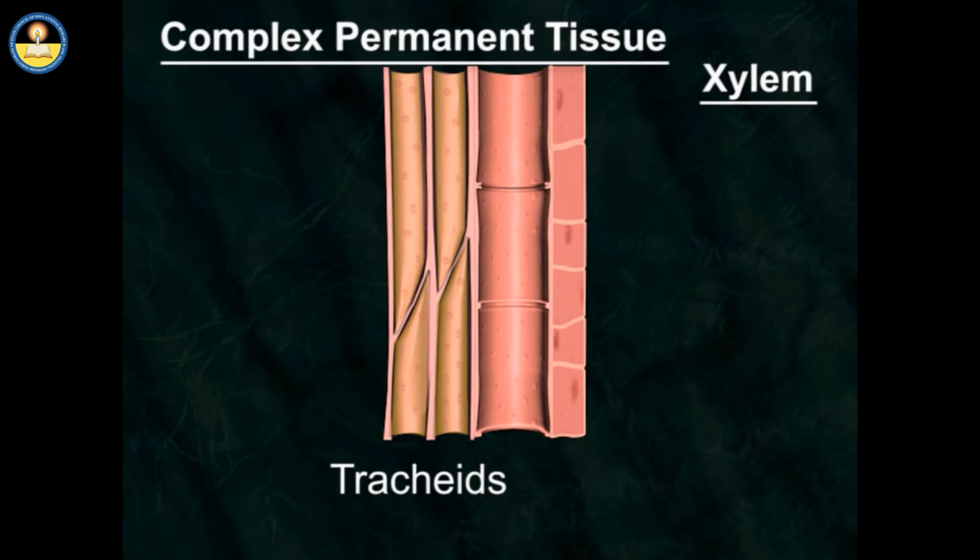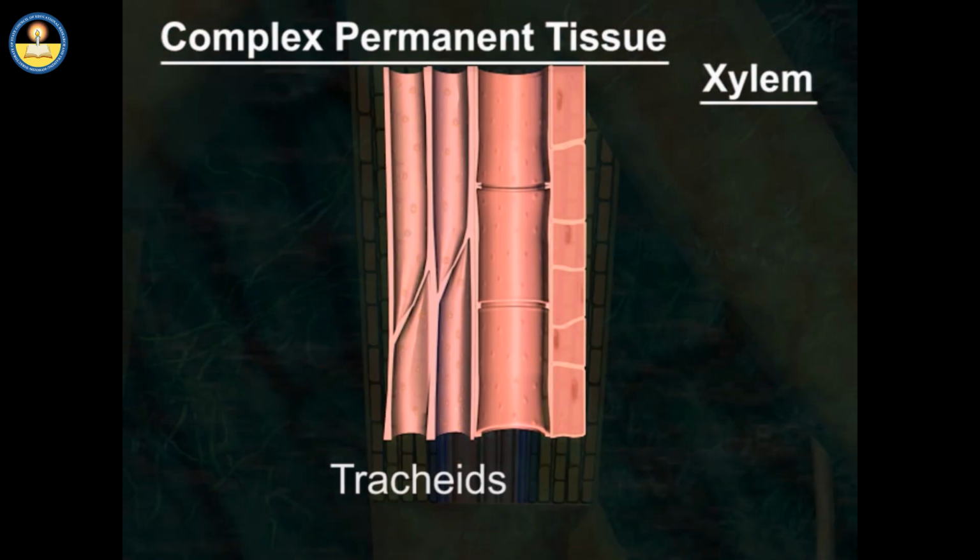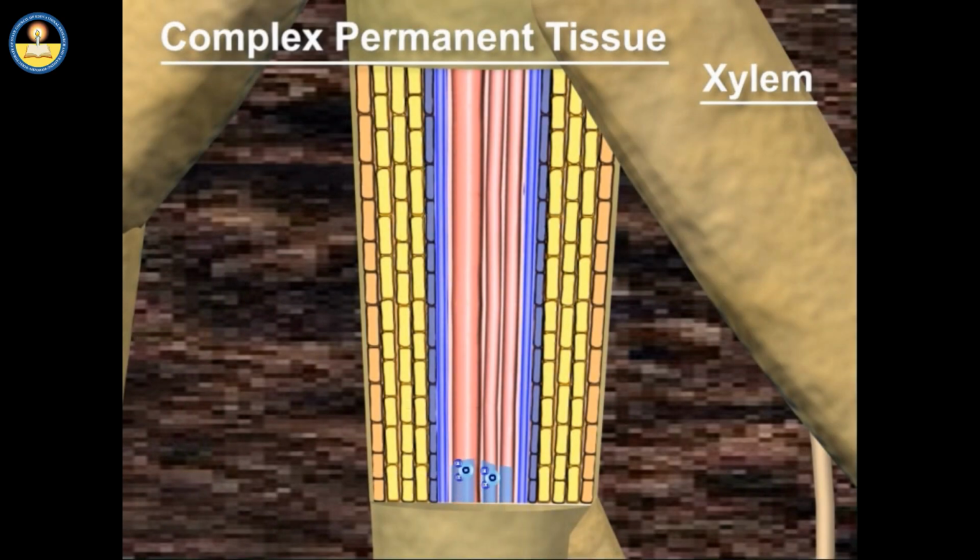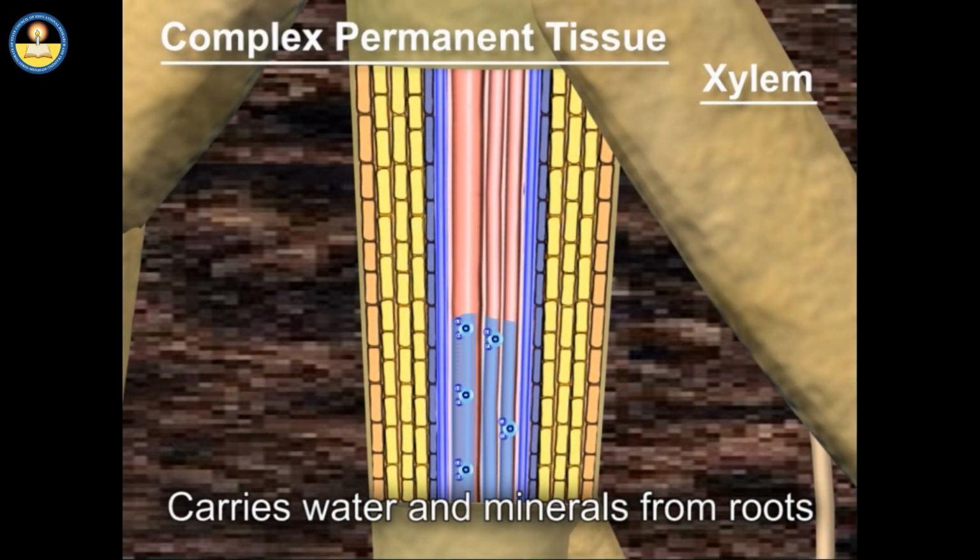Tracheids are long, tapering cells with pits in their walls, through which the water passes as it moves up the plant. The main function of xylem is to carry water and minerals in upward direction from the root to different parts of shoots.